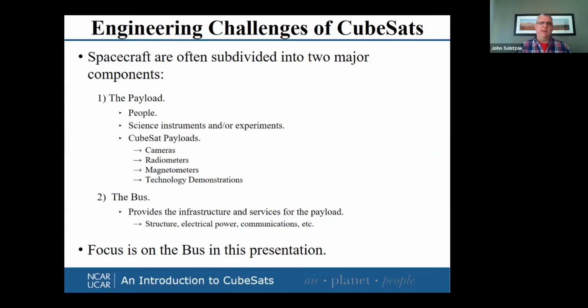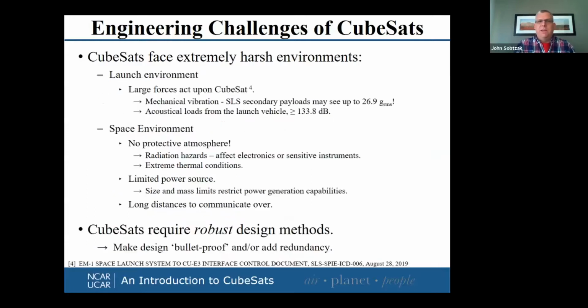My presentation is focusing mainly on the bus of the CubeSat, which is the infrastructure that provides all the services for the payload. You can think of the bus as a school bus, with the payload being the kids. For a CubeSat, the bus has to provide the structure, the electrical power, the communications, and attitude determination and control. That's what I'm going to talk about in the next section when I go into the subsystems. But one of the biggest challenges when we start building CubeSats is you have to realize CubeSats, and any satellite, face extremely harsh environments.